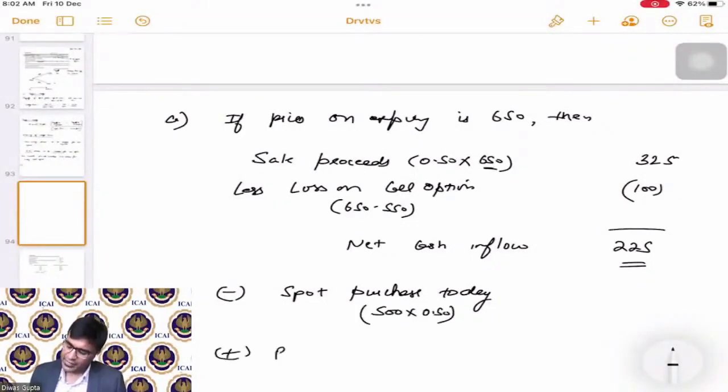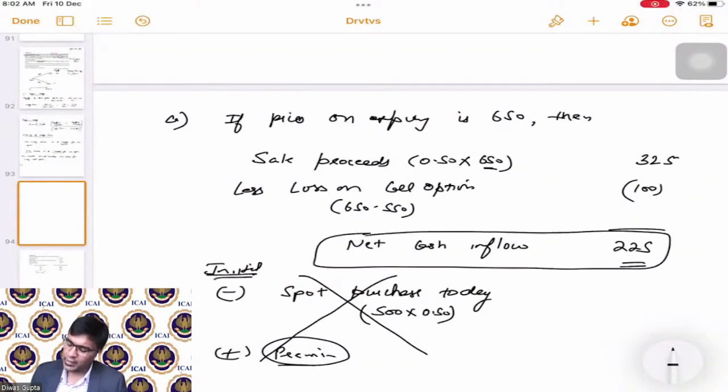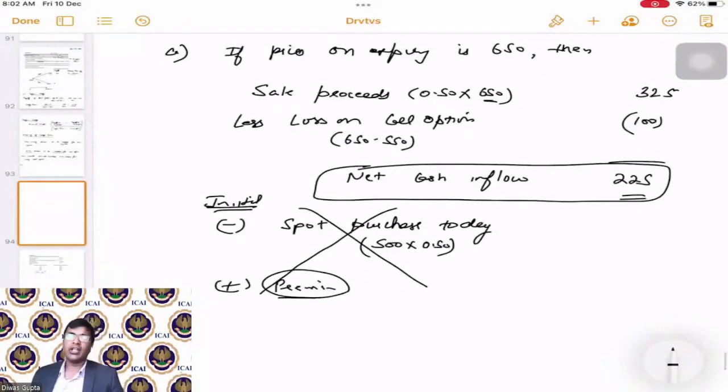0.50 plus he will have some premium also, correct? Once he writes it, he will have some premium also. We are not going to the initial cash flows as of now. Because we are not given anything on premium, let's not go to the initial cash flows. We will just close our answer with the net cash flow at the end. Now if our net cash inflow also becomes 225 at 450 rupees, then we are sorted. That means there is a complete hedge. That means whatever we do, our net cash flow is restricted to 225.